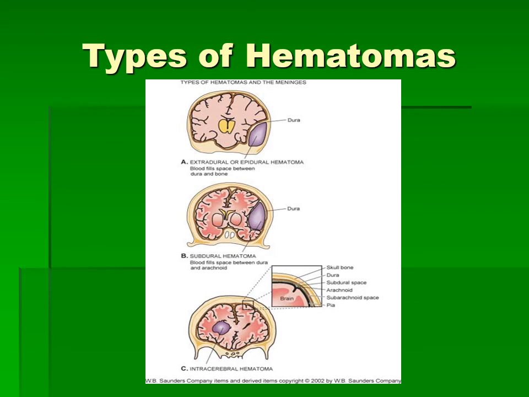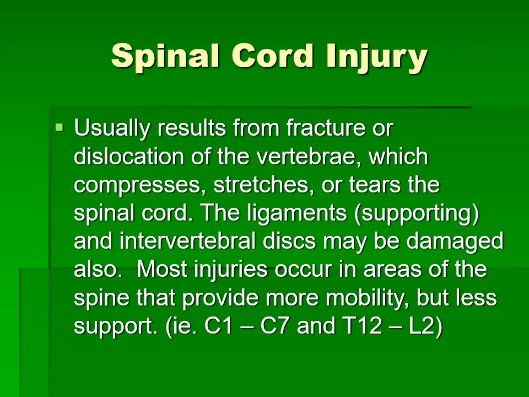So these are types of hematomas. So there is your extradural or epidural hematoma, and blood's going to fill the space between the dura and the bone. Subdural hematoma, blood fills the space between the dura and the arachnoid mater. And then intracerebral hematoma here is where you have it within the brain itself.